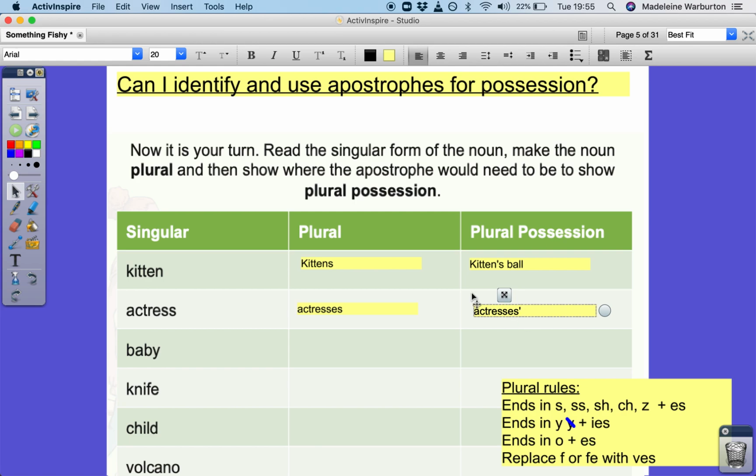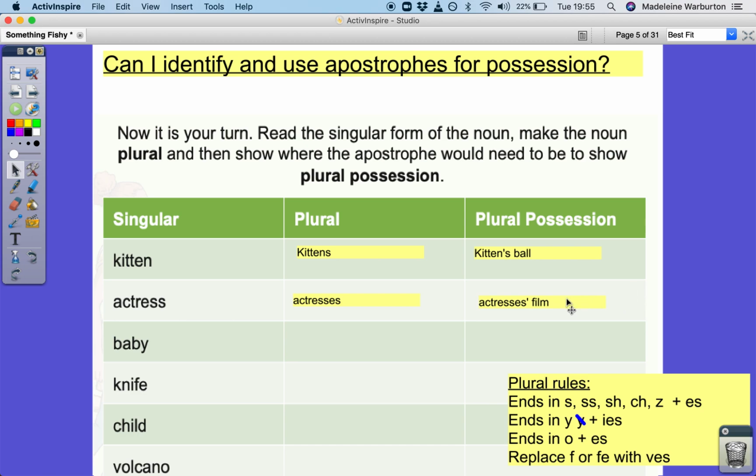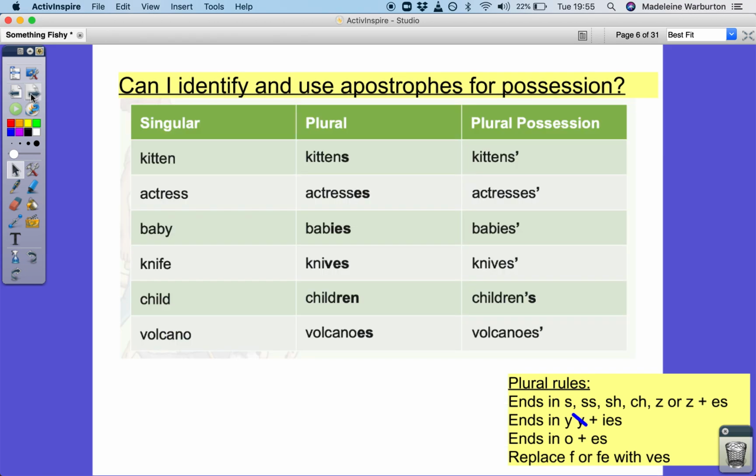So I want you to finish the rest of the grid, and I want you to see if you can apply all of those rules. Pause the video, and I've got the answers on the next slide. Okay, so these are the answers. Let's see what you got.